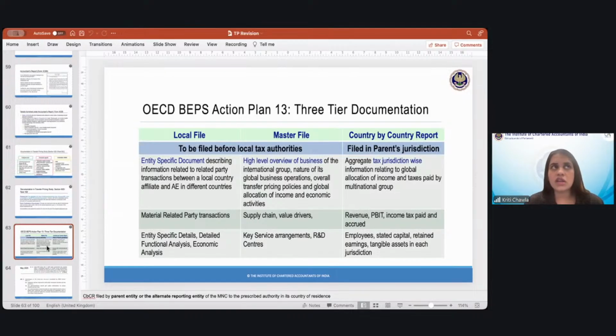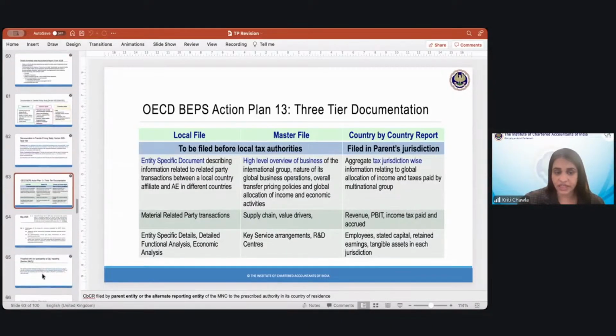Then there is something called a master file, which is a high-level overview. It's going to talk about what the supply chain is, what the value chain is, what the key service arrangements are, etc. And then there is something called CBCR, which is country by country reporting. It's going to be filed in the parent's jurisdiction. And this will say that, for each jurisdiction where the entity is operating, what is the revenue, what is the profit before income tax, what is the income tax paid, what are the employees, what are the retained earnings, etc. It's going to give all that information for all the jurisdictions where the entity is operating.